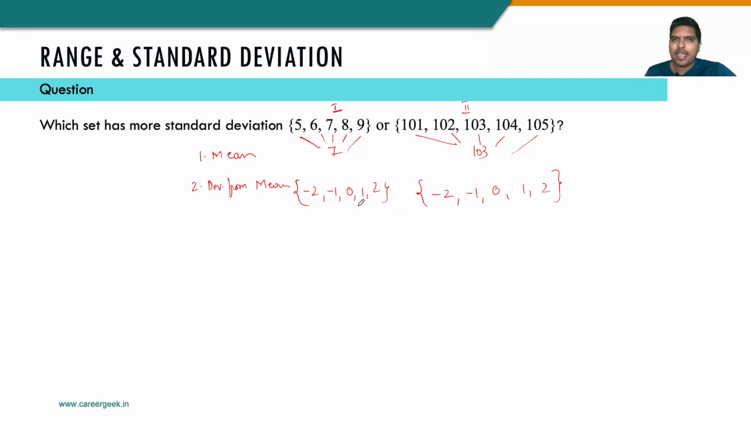The deviations are exactly the same, though the means are very different. So remember this point, which is very important. Standard deviation does not depend on the value of mean, but depends on the deviations of the terms from the mean value. Since the deviations are same, we will say standard deviations are also same. Both have same standard deviation. I hope the concept is clear. Just 2 steps, mean and deviation from the mean.